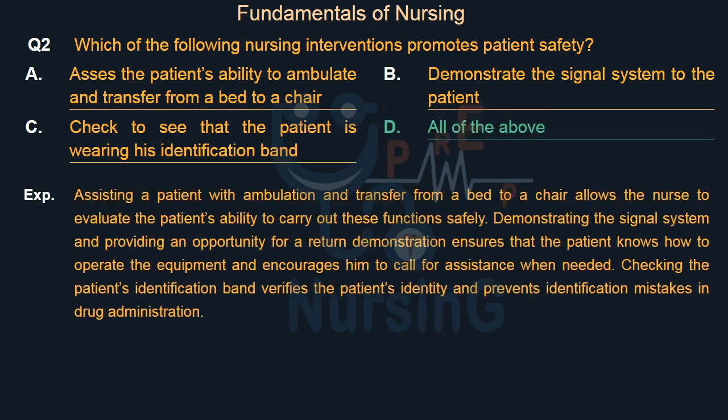Right answer is Option D. All of the above. Assisting a patient with ambulation and transfer from a bed to a chair allows the nurse to evaluate the patient's ability to carry out these functions safely. Demonstrating the signal system and providing an opportunity for a return demonstration ensures that the patient knows how to operate the equipment and encourages him to call for assistance when needed.